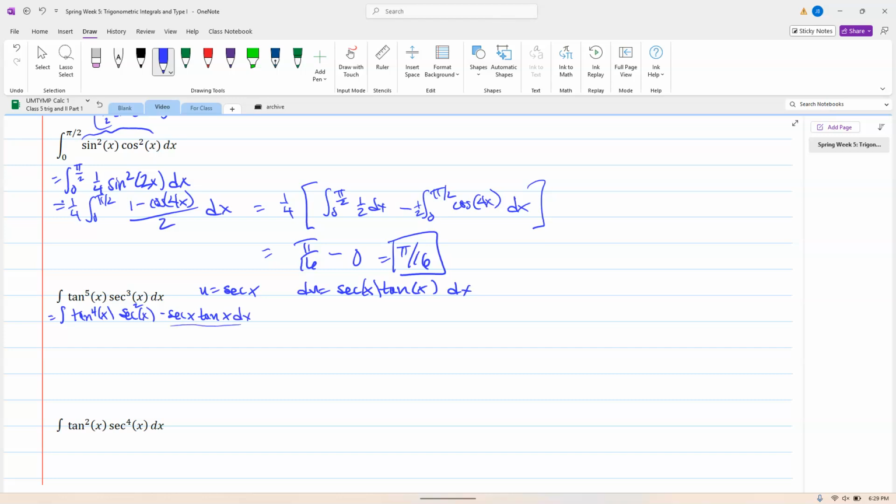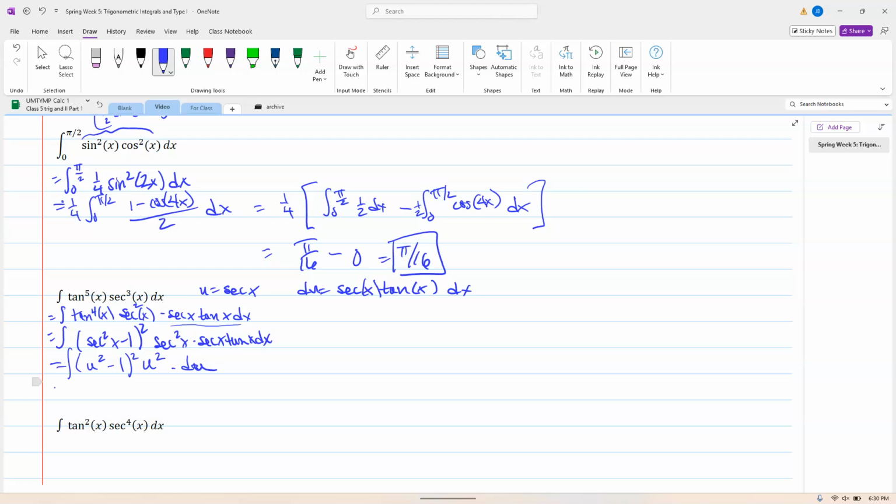So all of that is going to be du, and then I'd have a u squared in here, which is fine. Tangent, I need to convert that out. I know tangent squared is secant squared of x minus 1, and I'd have to square that again. Secant squared x, and then times secant x tangent x dx. So this would be integral u squared minus 1 squared times u squared times du.